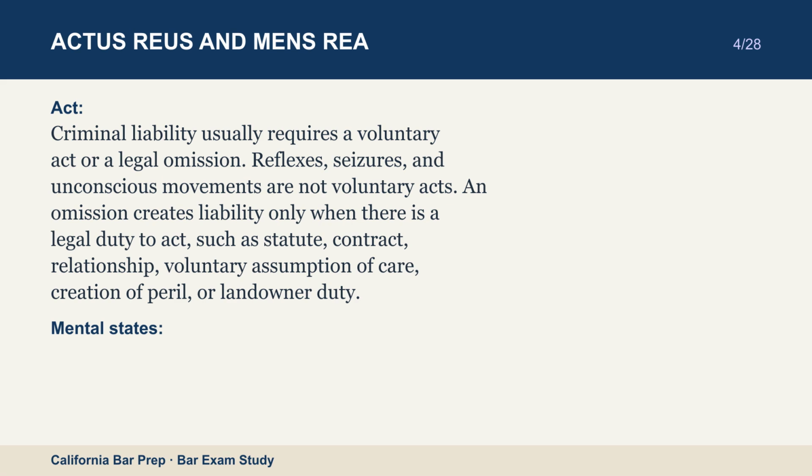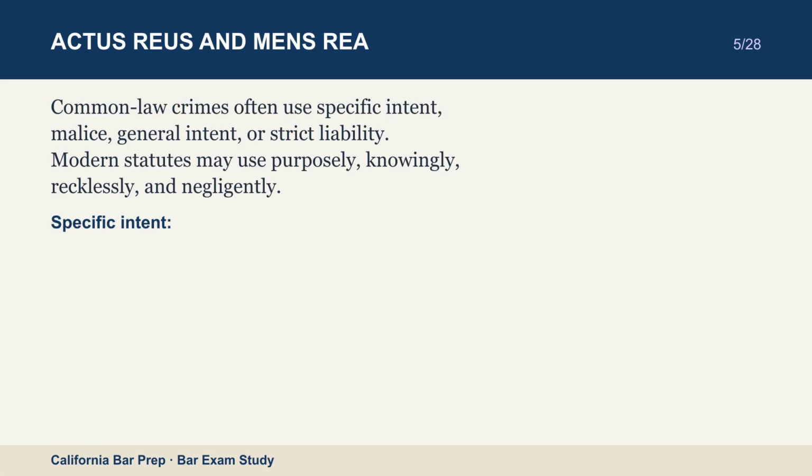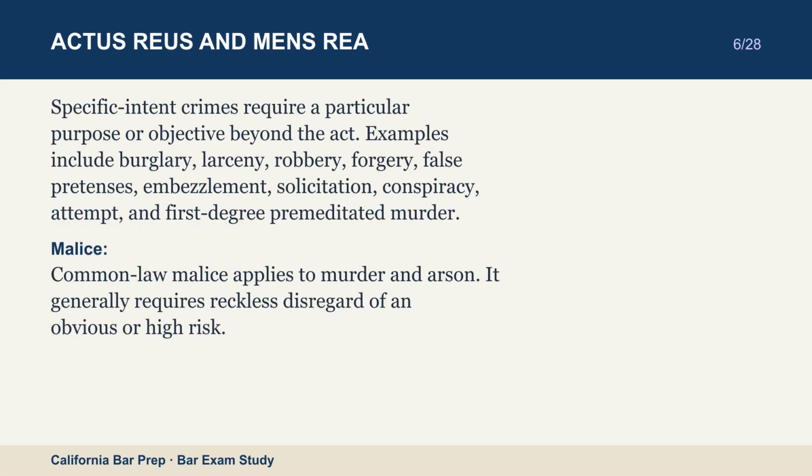Mental states. Common law crimes often use specific intent, malice, general intent, or strict liability. Modern statutes may use purposely, knowingly, recklessly, and negligently. Specific intent. Specific intent crimes require a particular purpose or objective beyond the act. Examples include burglary, larceny, robbery, forgery, false pretenses, embezzlement, solicitation, conspiracy, attempt, and first-degree premeditated murder.